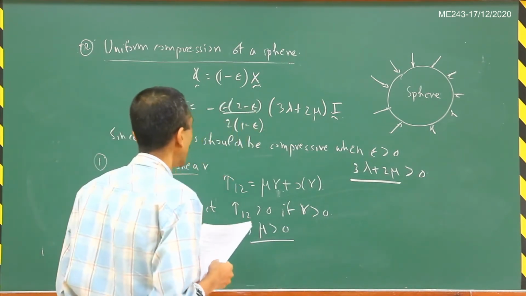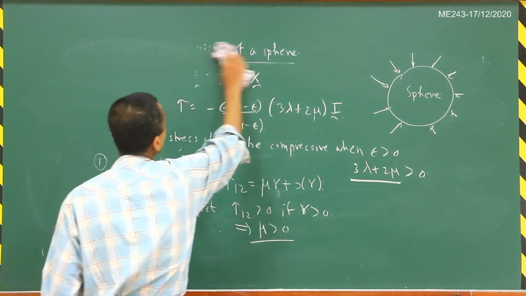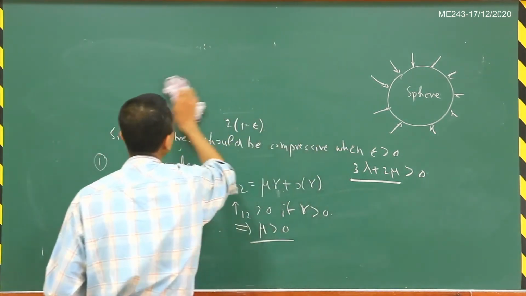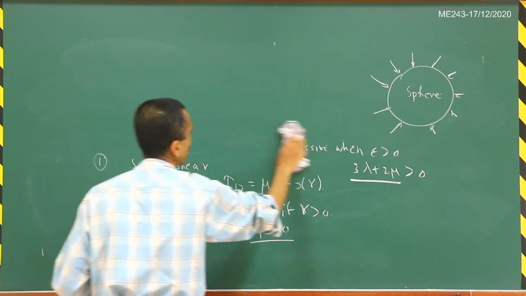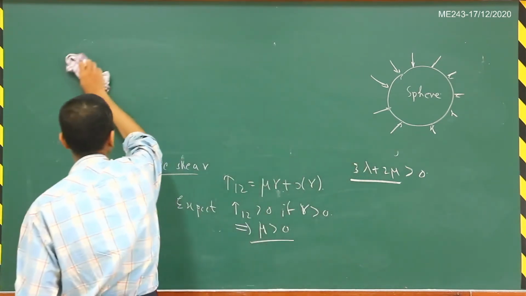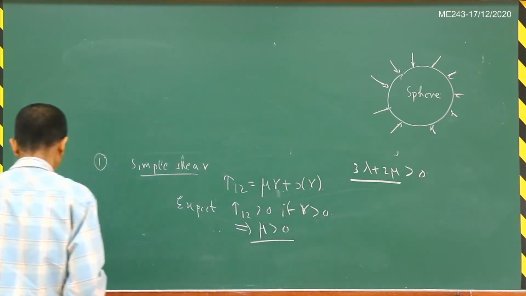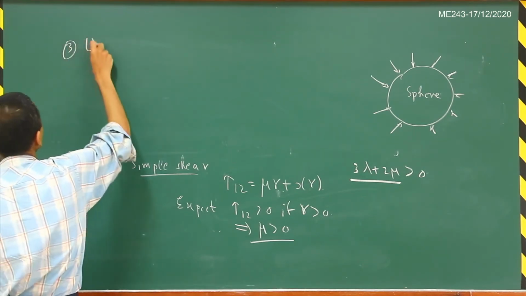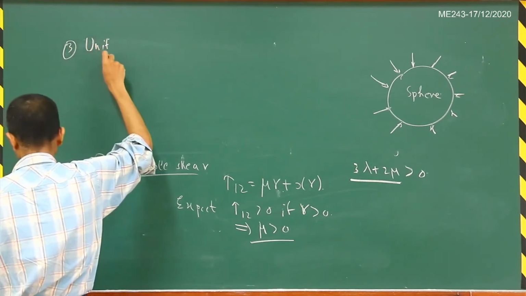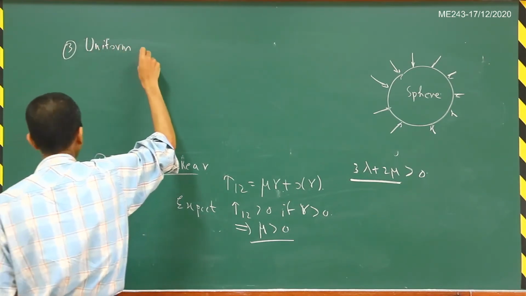Fine. Now the third thought experiment. That actually will help us link these Lamé constants to the Young modulus and the Poisson ratio. So that is something that we have seen in our strength of materials, right? So let us look at that. So now the third thought experiment is uniform extension.